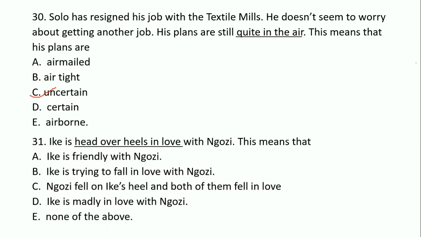So the next one is: Ike is head over heels in love with Ngozi. This means that... okay, the expression we've got to understand here is "head over heels." Head over heels means tumbling upside down or somersaulting. In another context, it can also mean madly in love. So if Ike is head over heels in love with Ngozi, that means, of course, "Ike is friendly with Ngozi" is out of the options. "Ike is trying to fall in love with Ngozi"? No, Ike is madly in love with Ngozi. He is not trying to fall in love with her. "Ngozi fell on Ike's heels"? No, that's out of it. The answer is Ike is madly in love with Ngozi.